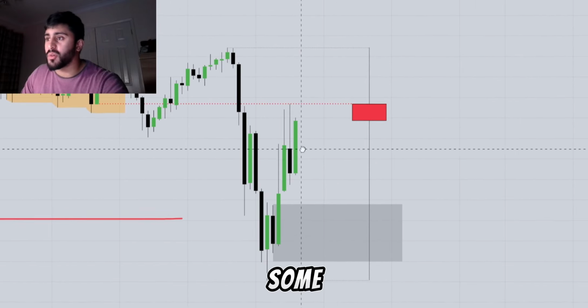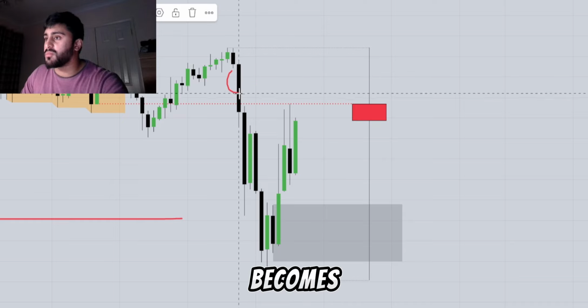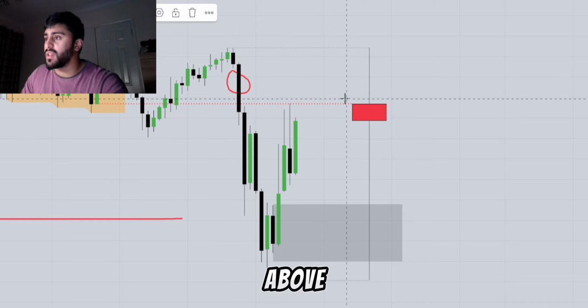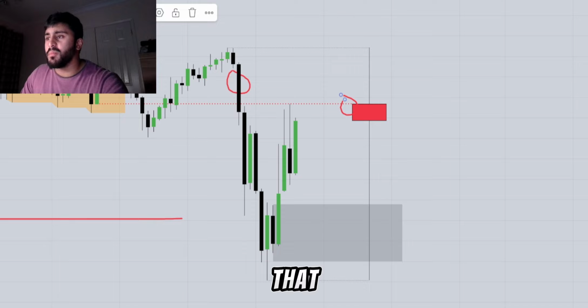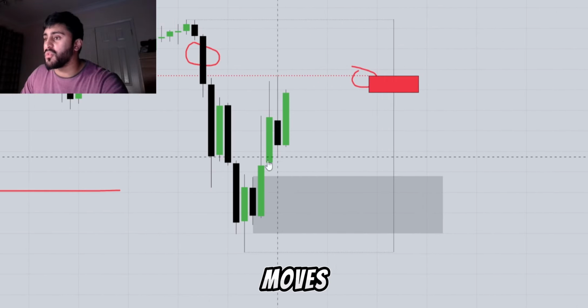And also, to give some context, we also have an imbalance or an inefficiency up here. Price has also left an imbalance or an inefficiency from the London session. So this now becomes an overall target as well, just above the daily opening price. With that being said, now let's go to the footprint charts and see how you could have got involved in the moves over here.